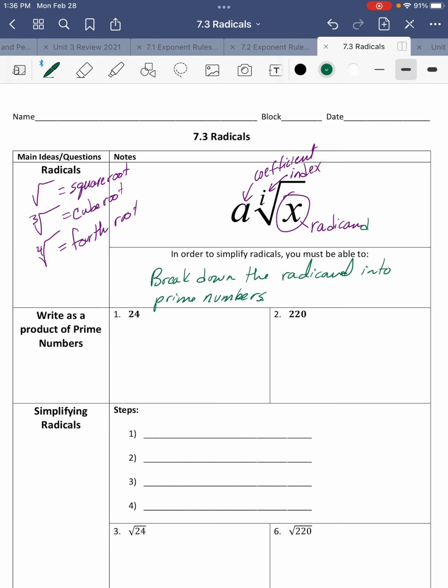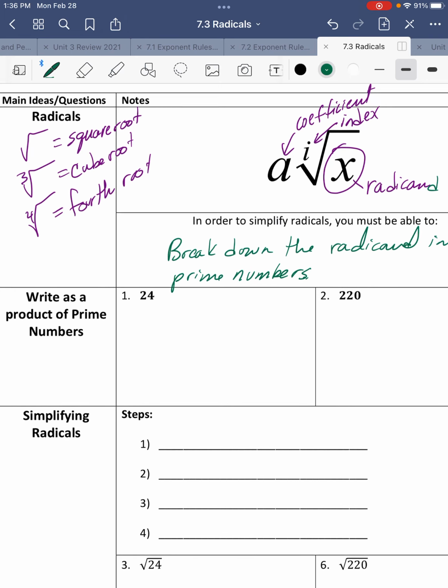So write it as a product of prime numbers. For the next one, what I'm going to do is think, what two numbers multiply to 24? It doesn't matter which two you choose. That's the cool thing about these prime numbers. You can choose anything. If the number is even, I always just divide by 2. So 2 times 12. I circle my prime numbers. Prime numbers means only 1 times itself. 2 times 1 is the only way to get 2, writing with whole numbers. 12 is not a prime number.